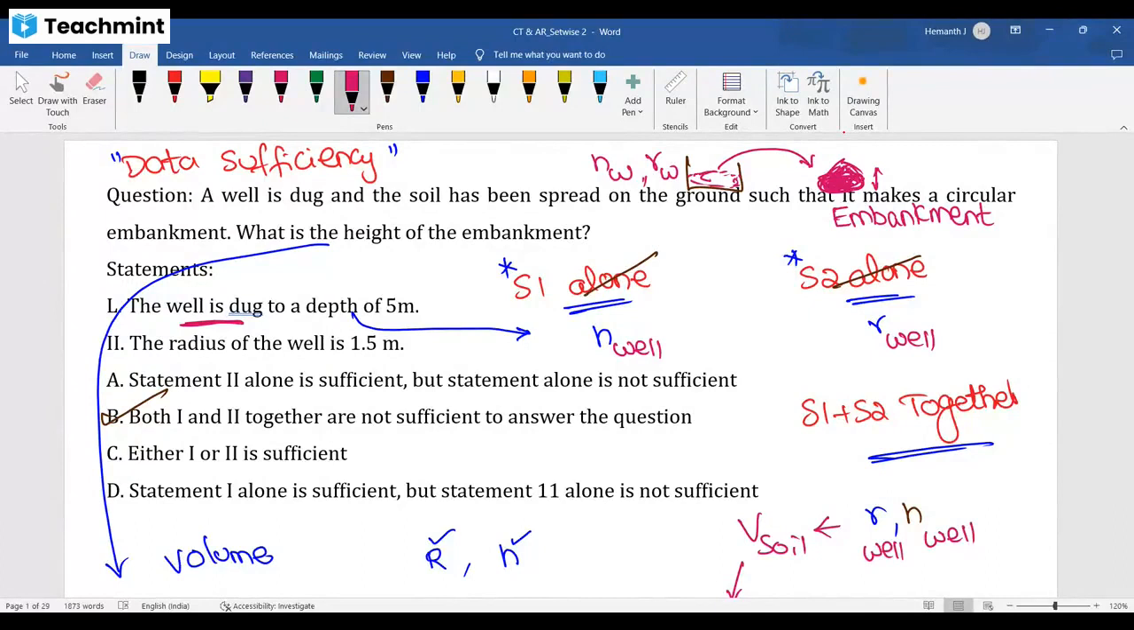Try to understand. Here the well may be dug in a different shape. It can be a circular cylinder shape, it can be cone shape, whatever the type. But when you throw the soil out, a circular embankment is formed. Please read the instruction clearly. They're asking the height of the circular embankment, or embankment in short. Clear? Together not sufficient is correct only.